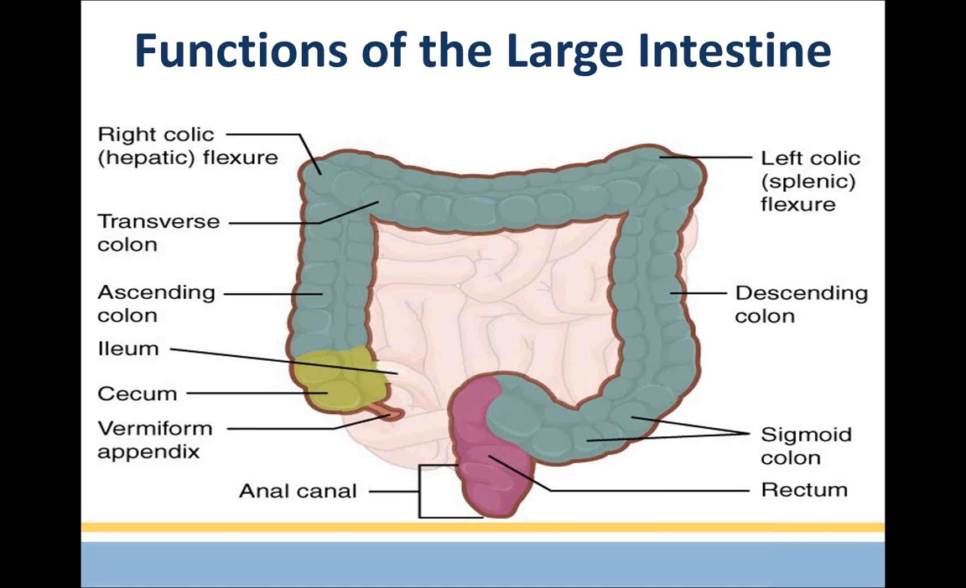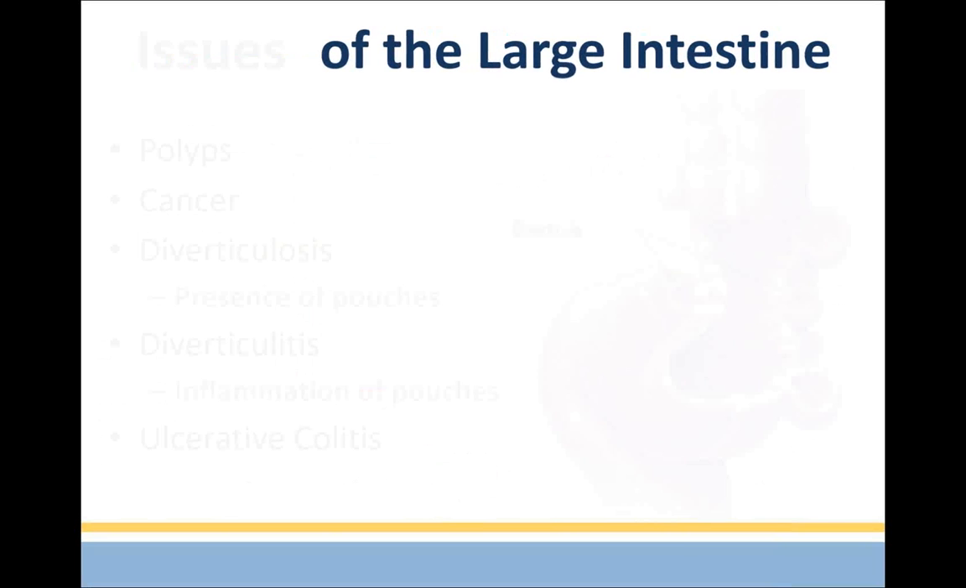If a colostomy is placed for elimination, it is here in the large intestine. It can be permanent or temporary and is usually placed on the lower left side of the abdomen.